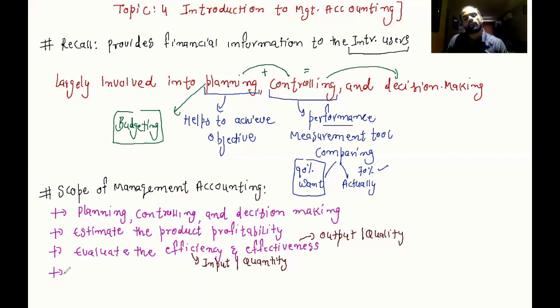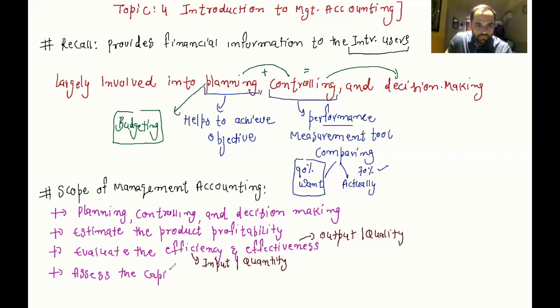Next scope of management accounting is assess the capital investment. Capital investment means where we should invest our capital, buying assets, which one we should buy. Remember, even if the company is going to spend a single $1, the company needs to assess where we are going to spend that $1. Let's say, for example, the company is planning to buy a computer.